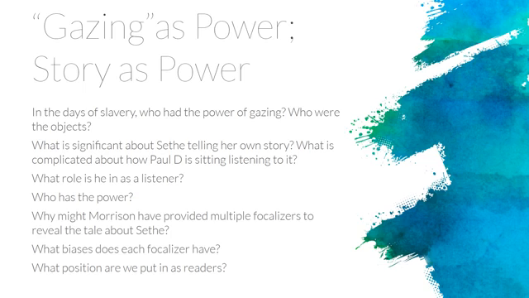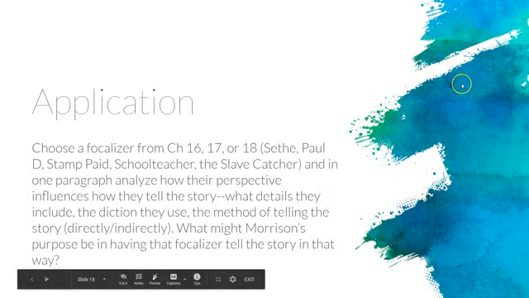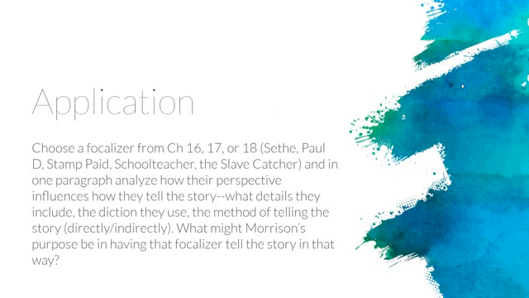Why might Morrison have provided multiple focalizers to reveal the tale about Setha? And what biases does each focalizer have? And what position are we put in as readers as we read the story? So you guys are going to have some time to try to apply this analysis. You'll be able to apply focalizing and narration and the importance of that in writing a paragraph.